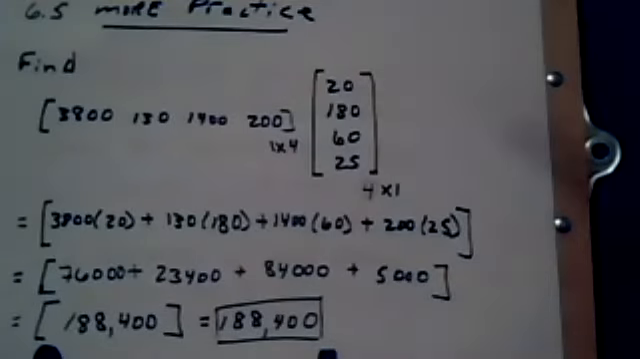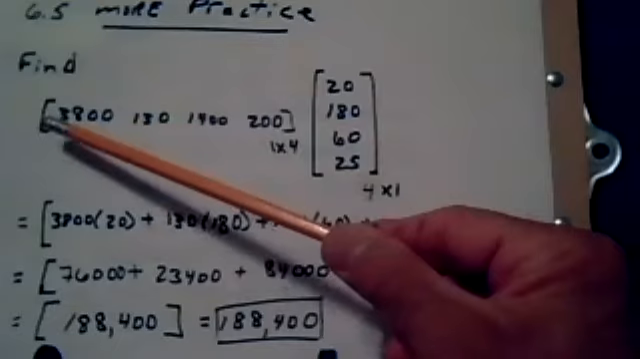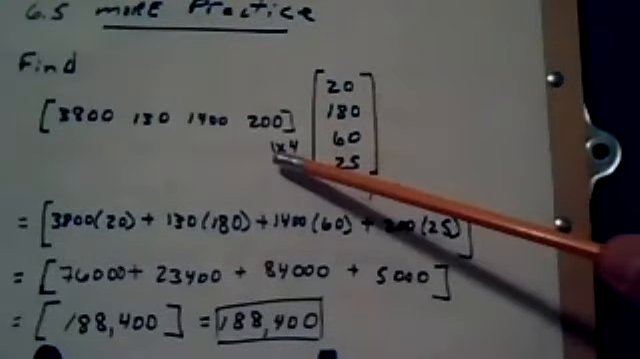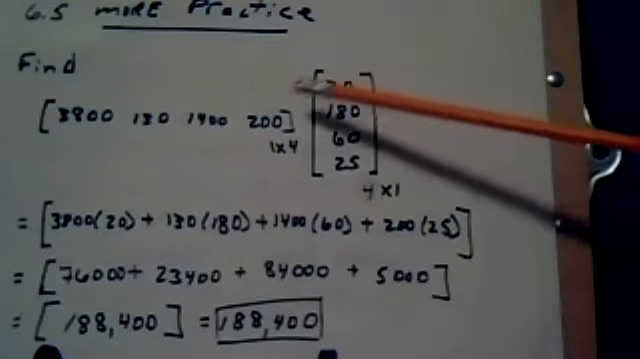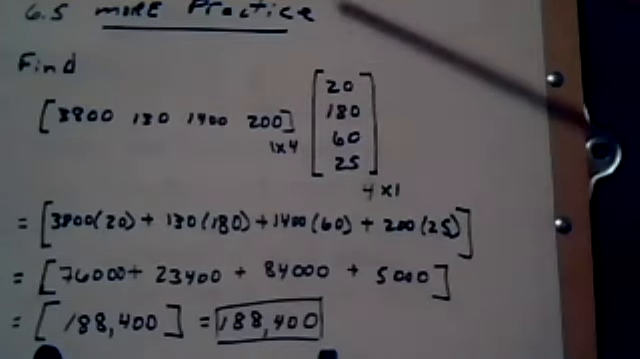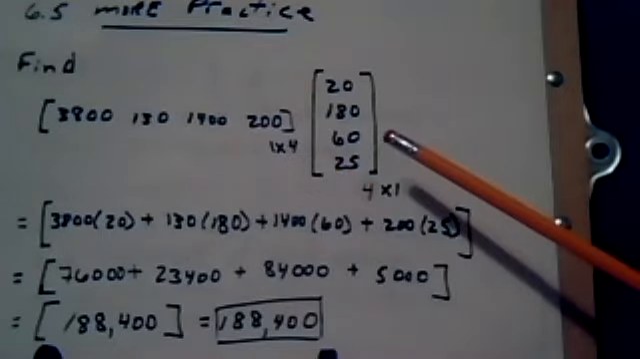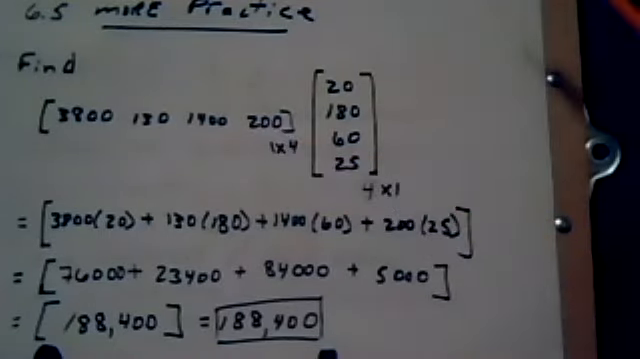This is more practice because these look kind of weird. So this one is 1 row, 4 columns. It's a 1 by 4. This one is 4 rows, 1 column. Notice the middle numbers are the same, so we'll be able to multiply them. Our final answer is going to be a 1 by 1. A 1 by 1 will be just a number.